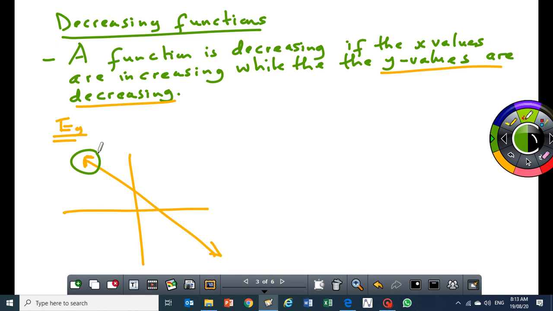As the x values increase, the y values will be decreased. So this is a decreasing function.